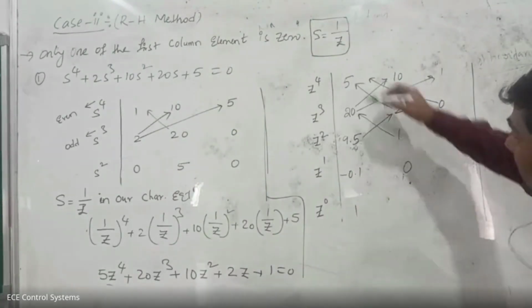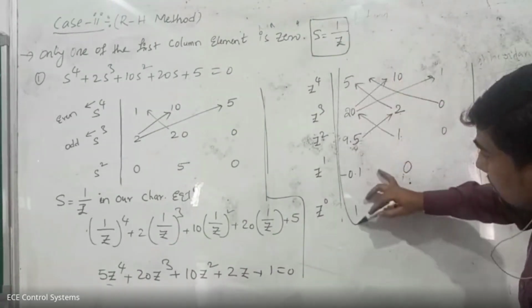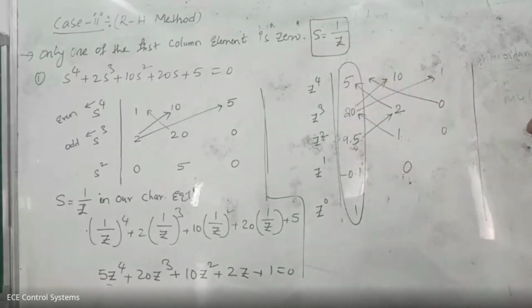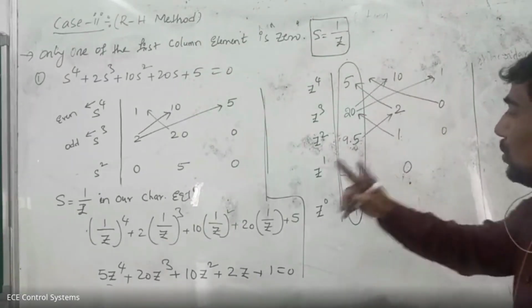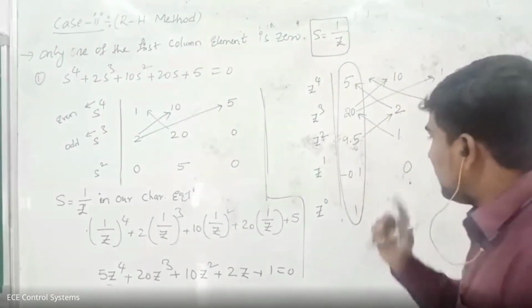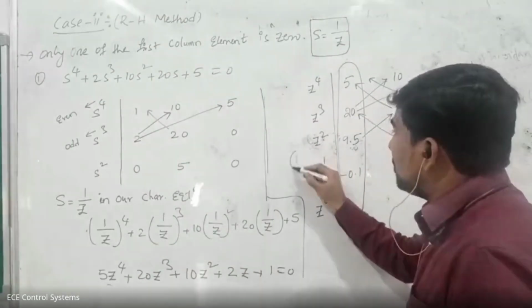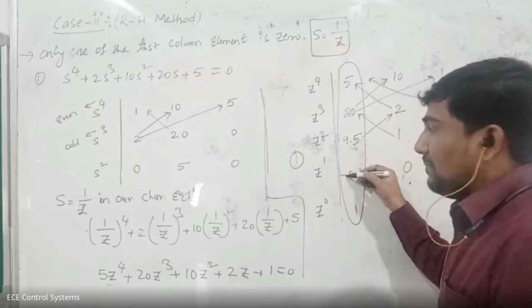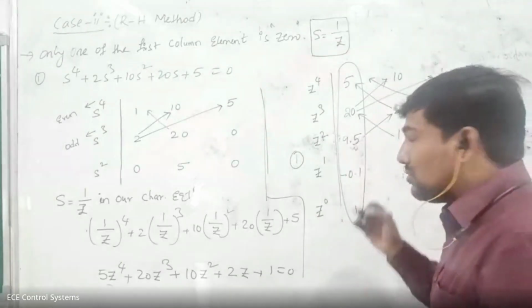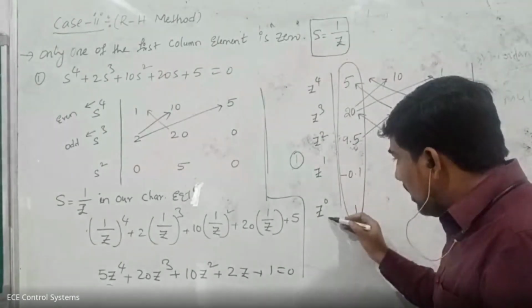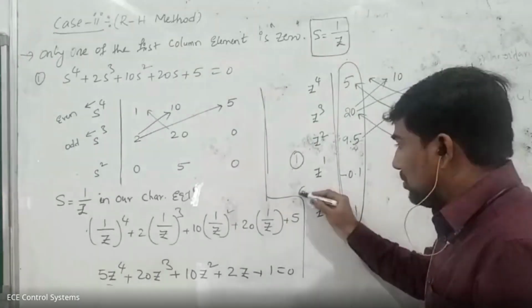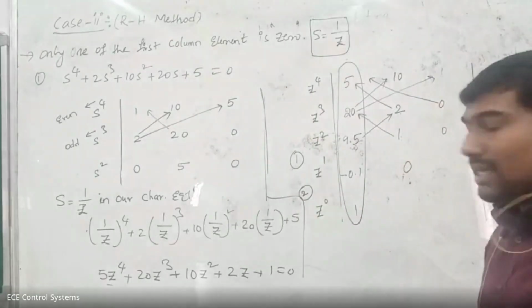See, the first column elements having some finite values. In those finite values, we have two sign changes. What is the first sign change? From z squared to z1, we have the first sign change from plus to minus, and we have another sign change from z1 to z0. That is the second sign change.